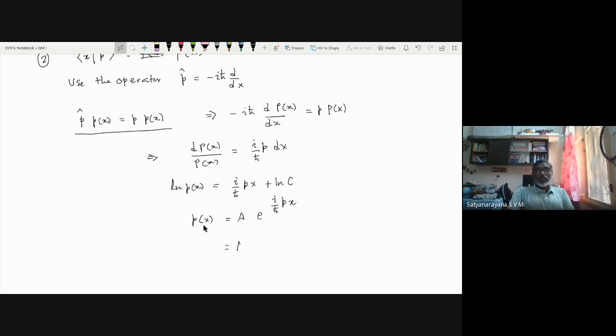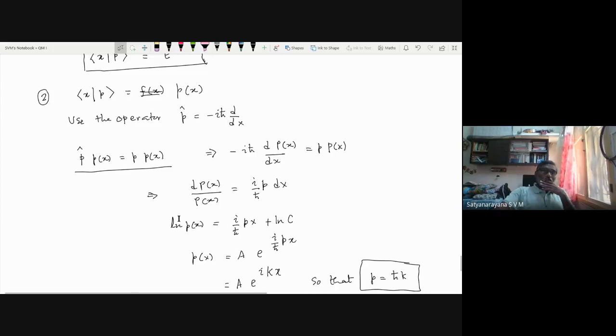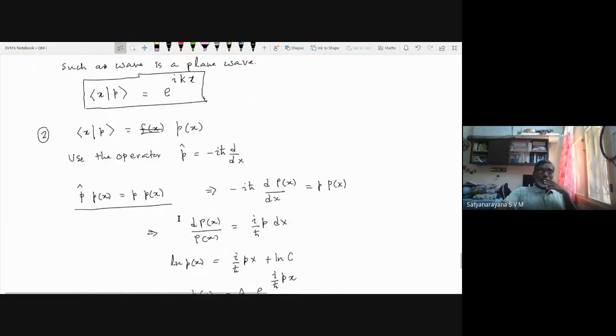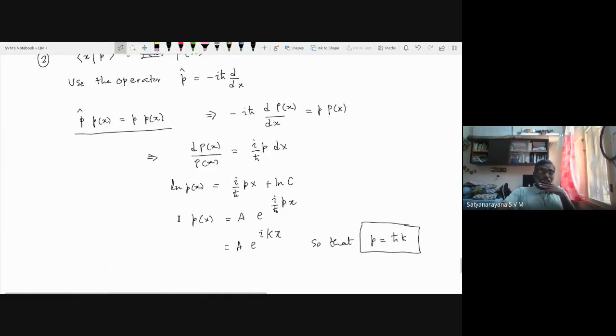So which is equal to a into e to the power i, p by h cross I will call it as k, into x. Okay, so that p is equal to h cross k. Momentum value is related to k in this fashion. So this is another way in which we can understand what is the component of p along this direction. So that is e to the i kx.